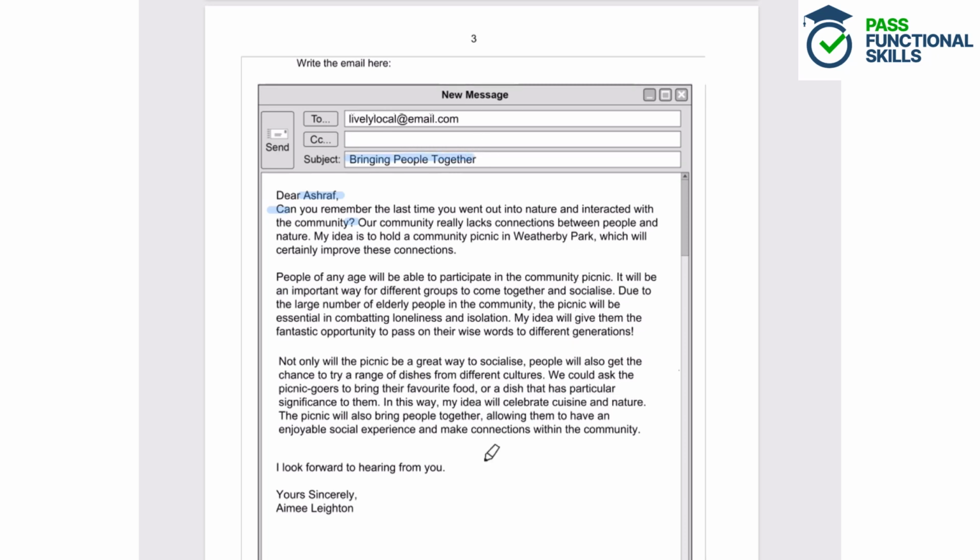So make sure that you are using capital letters correctly. We do have one slight error with a capital letter here. Sincerely should not be capitalised here.